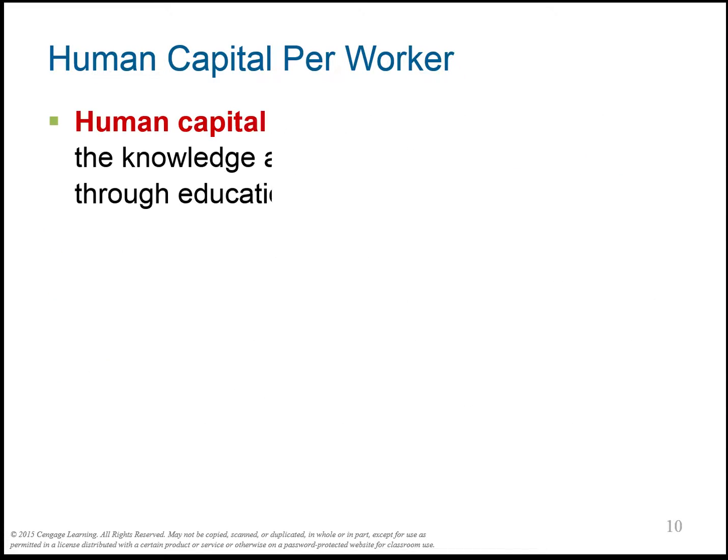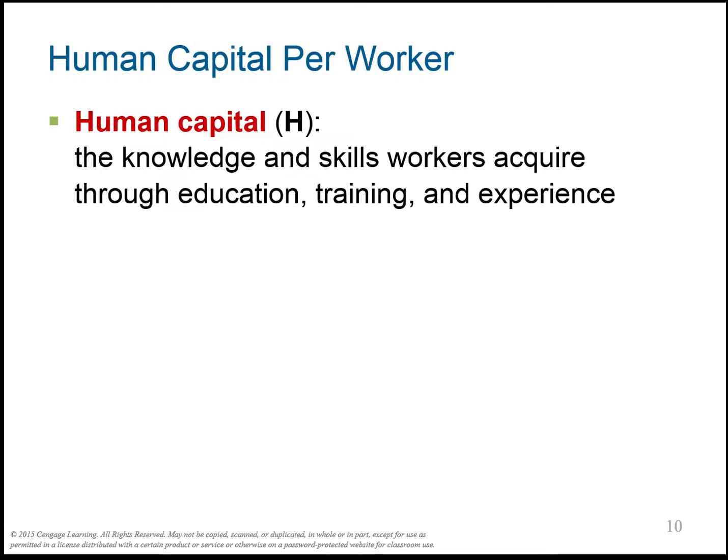Here's another thing that tends to influence how much people produce: their human capital. This is knowledge and skills workers acquire through education, training, experiences, on-the-job training. This is maybe educational training at a school, at a formal place. This is just experience from working for a long time.